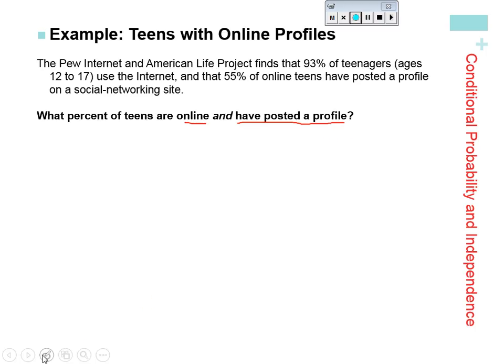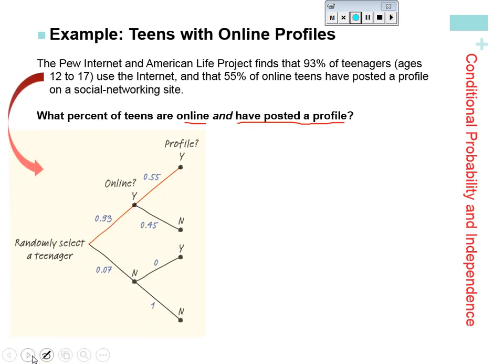So one of the things that we're going to do with this, just in terms of organization, is to make a tree diagram. So we're going to start with the first part, which is the 93%. So what we have here is 93% of teens online. So if 93% are online, that means that 7% are not. So we have that there.